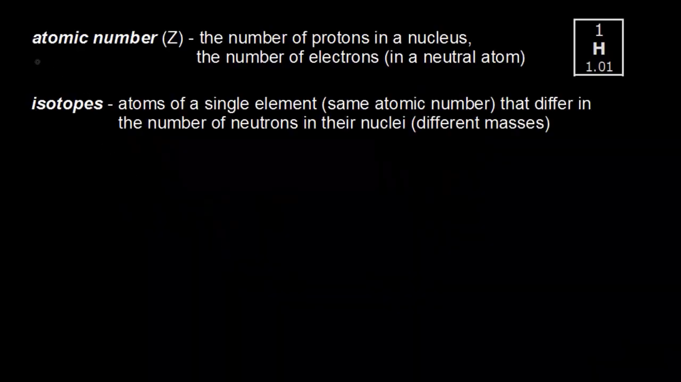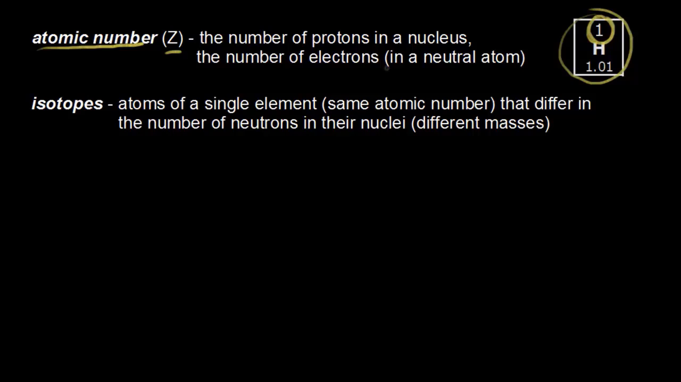So the atomic number is symbolized by Z, and it refers to the number of protons in a nucleus. And you can find the atomic number on the periodic table. So we're going to talk about hydrogen in this video. Hydrogen's atomic number is 1. So it's right here. So there's 1 proton in the nucleus of a hydrogen atom.